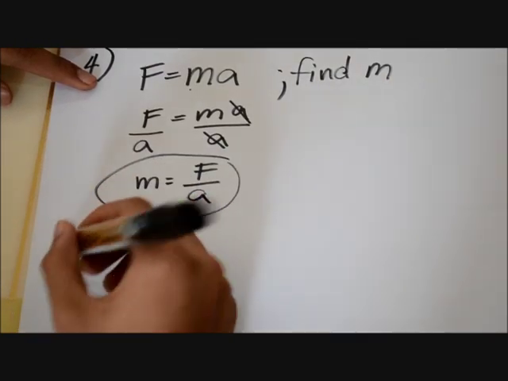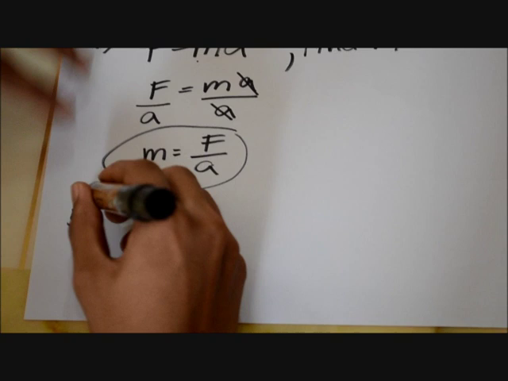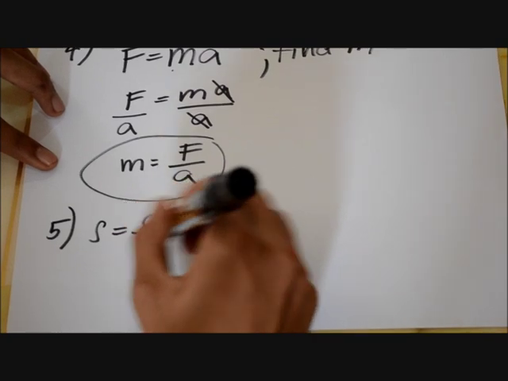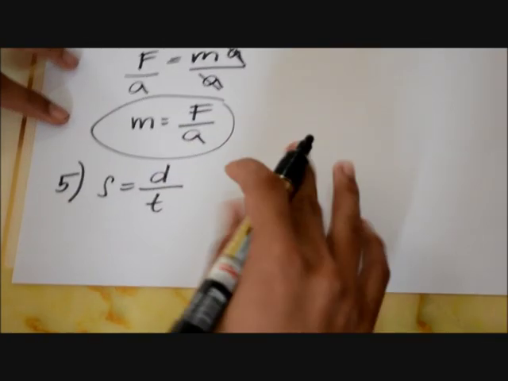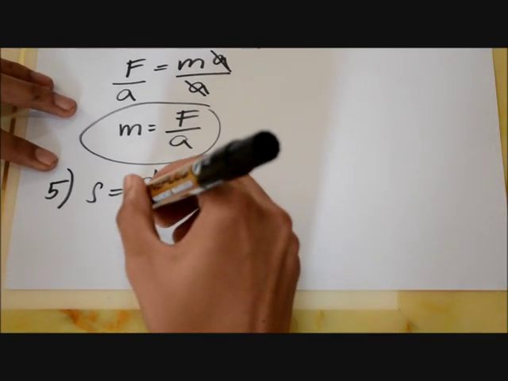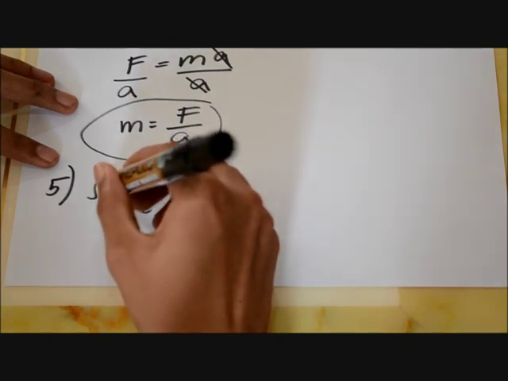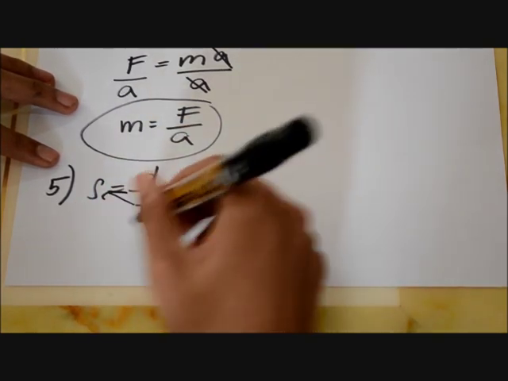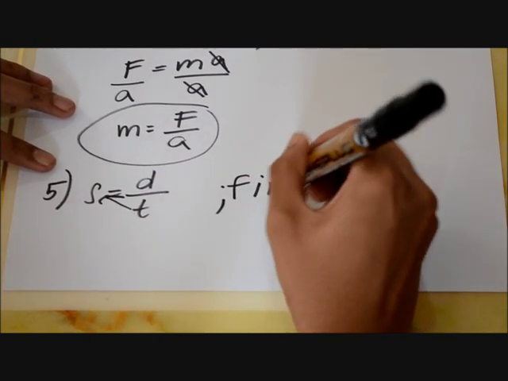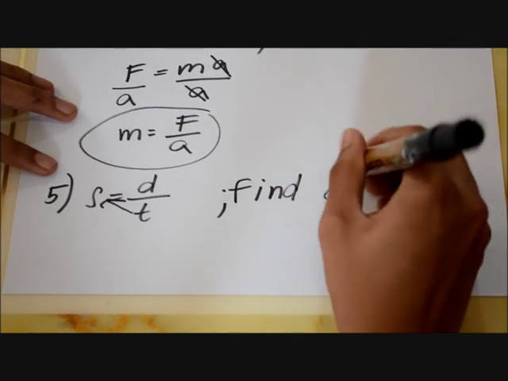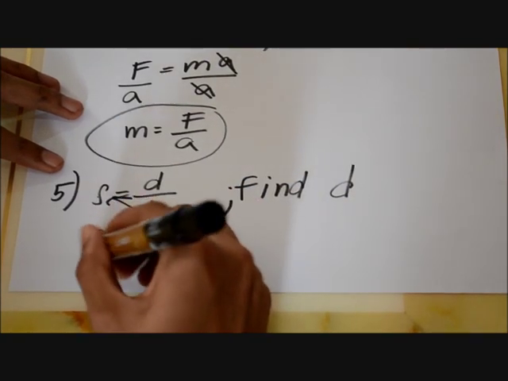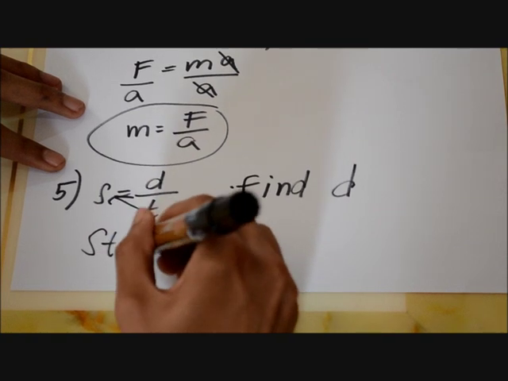Speed is equal to distance divided by time. So again, this is going to involve the method of cross product or simply dividing both sides or multiplying in this case. So we are going to find the value of d or distance. So we are going to multiply time on both sides, giving us speed times time is equals to distance, or rewrite the equation to d is equals to s times t.